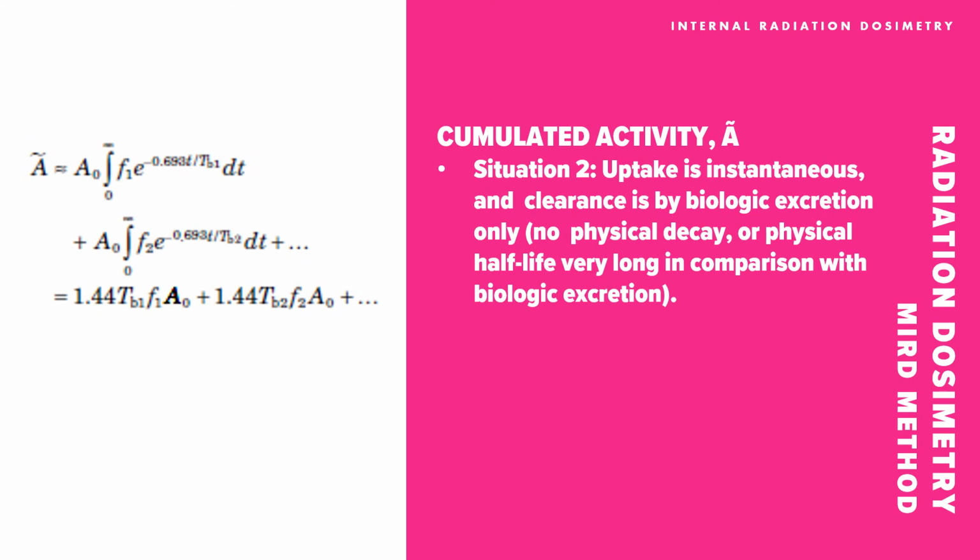How about a situation where there is no physical half-life, but this time there is biological excretion? In this case, the uptake is still instantaneous, but you have clearance by biological excretion only, and no physical decay. So the equation to determine the cumulative activity is 1.44 Tb1 F1 A0 plus 1.44 Tb2 F2 A0, etc. Here Tb is the biological half-life, the first one, then the second one, and so on.